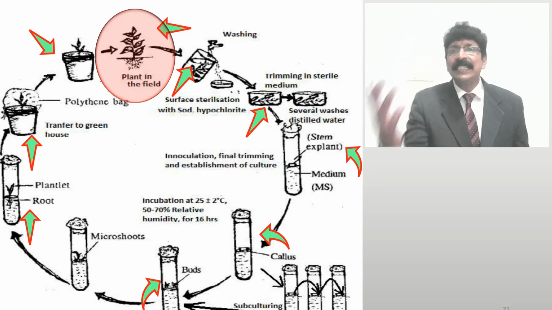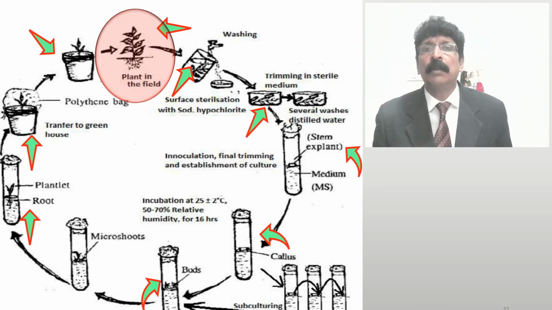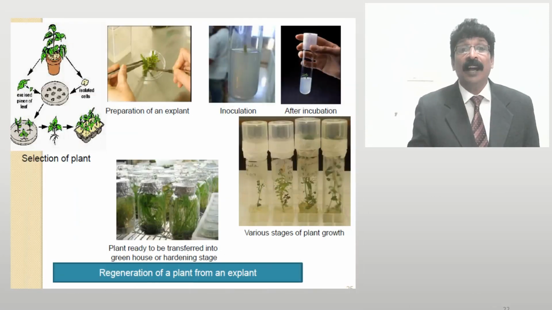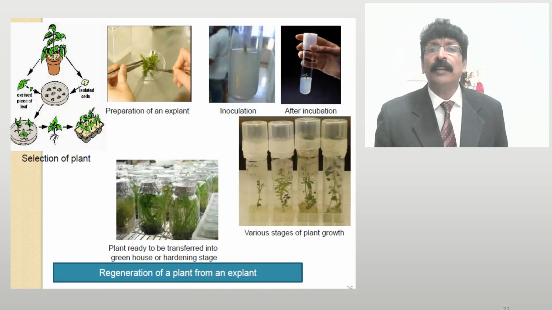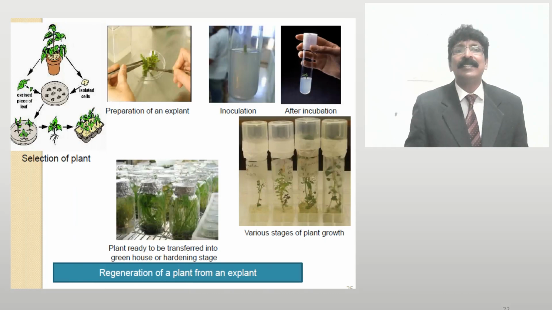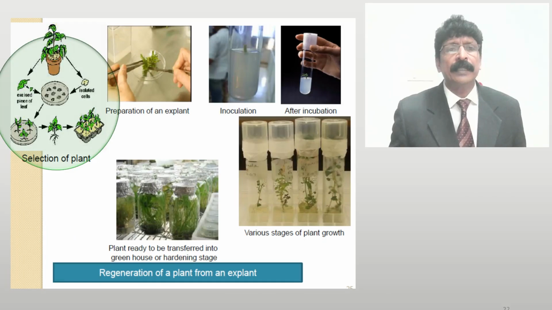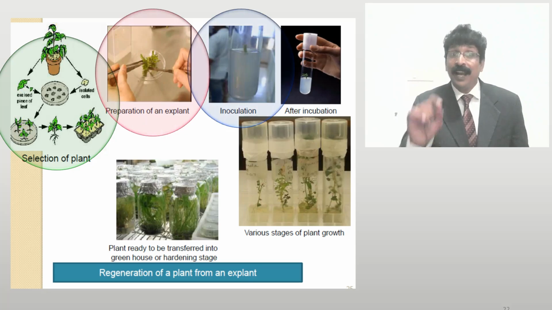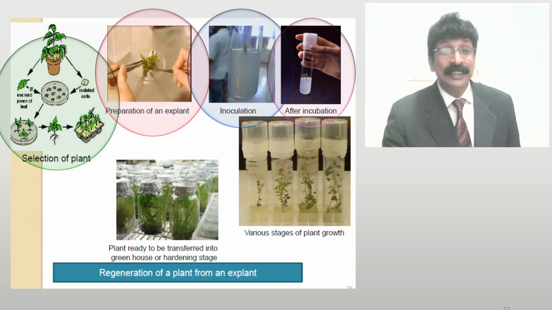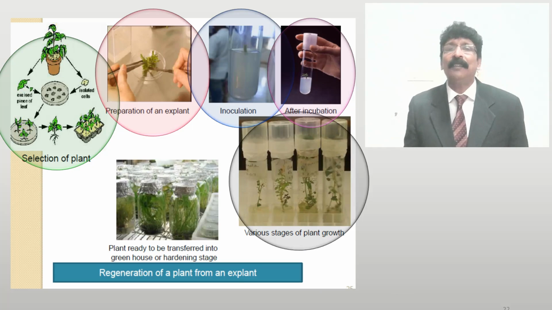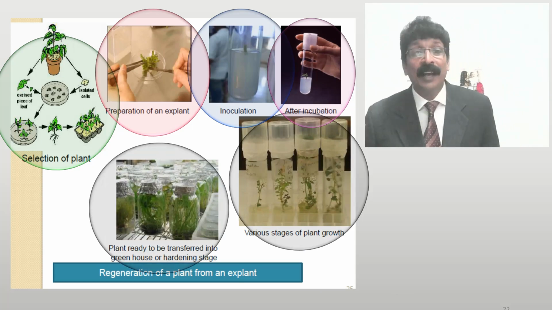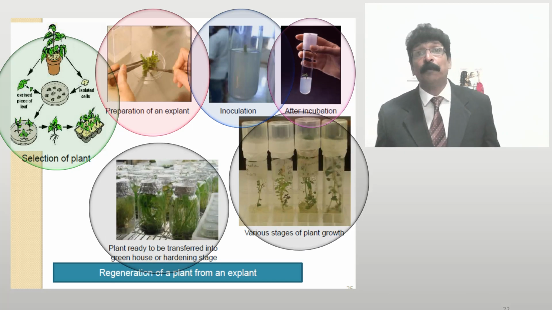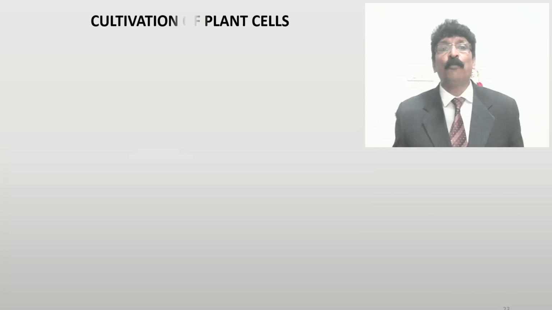So it's an interesting cycle which a student can easily remember, draw the diagram and make it clear what we have discussed. And this is another picture, the original picture, a schematic diagram. You can see selection of the plant, any part, and then preparation of the explant aseptically, inoculation. After inoculation, you can see in the test tube. These are various stages of the plant growing in the lab, and the plant is already transferred to the greenhouse and hardening stage. Regeneration of the plant from an explant. This is a picture from the lab.